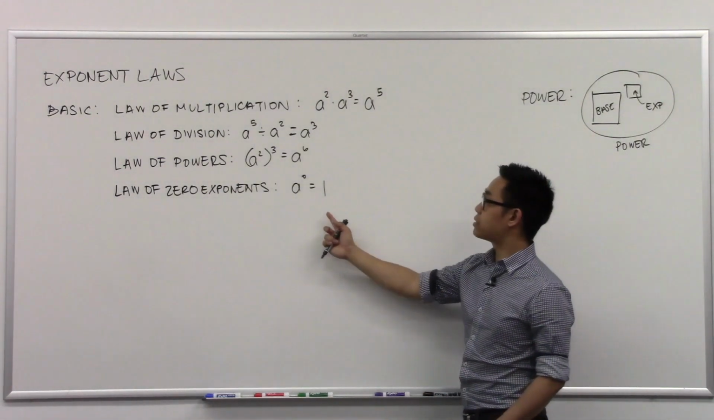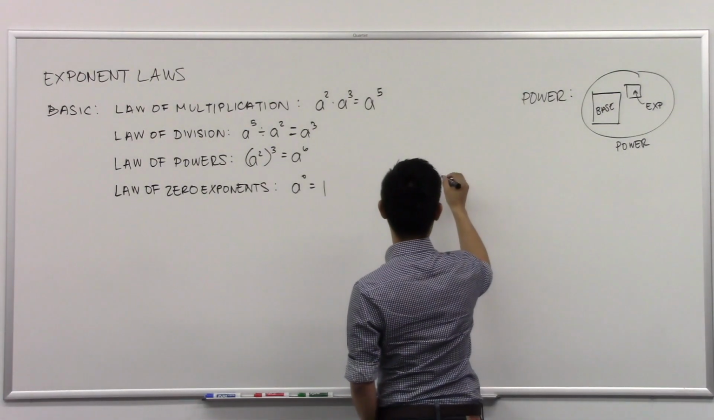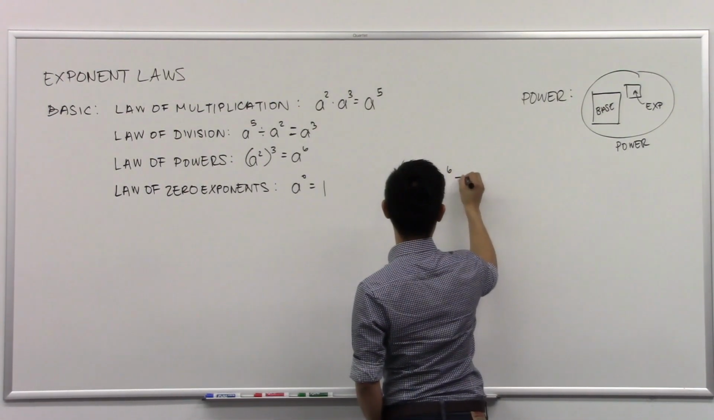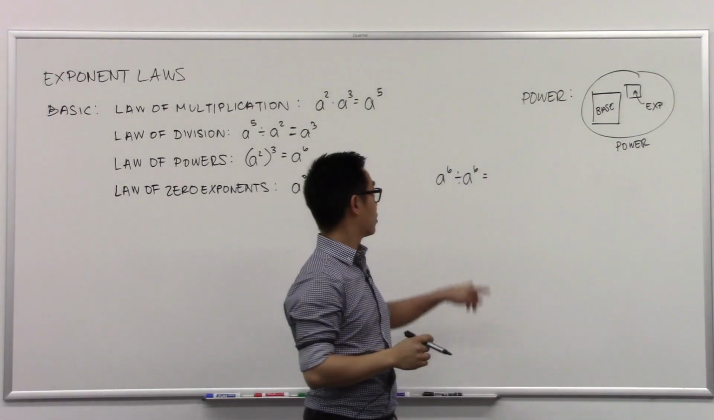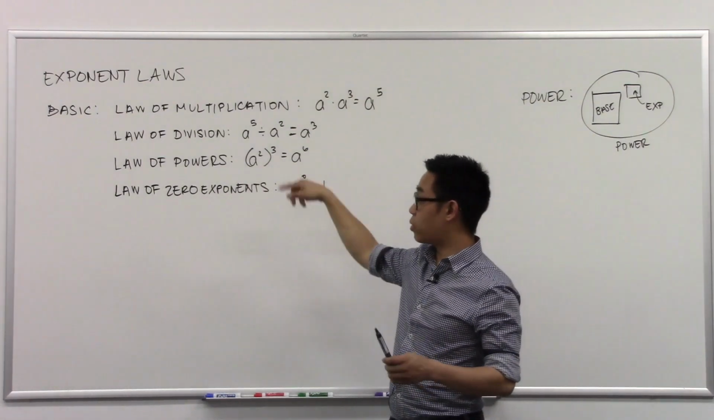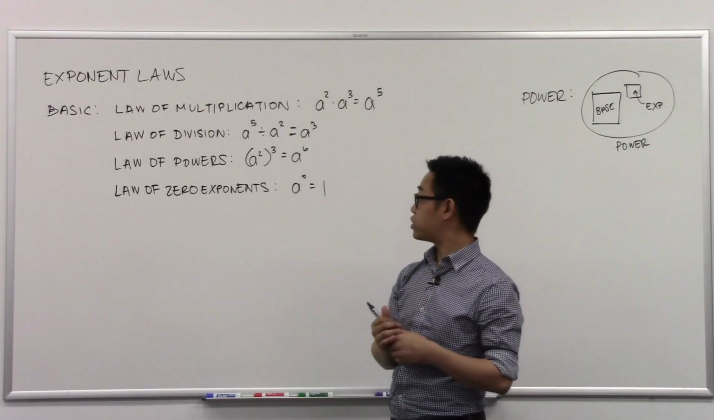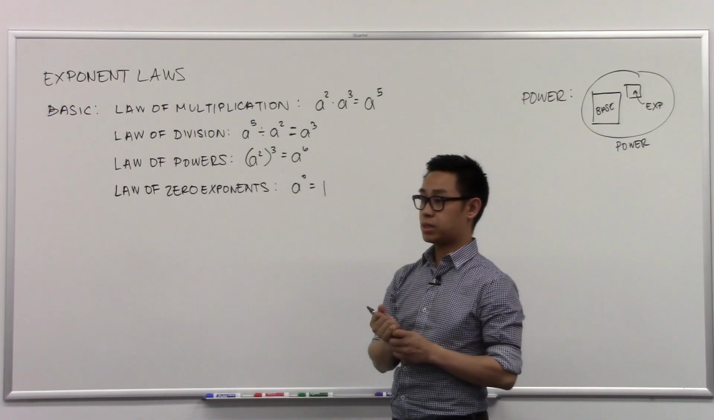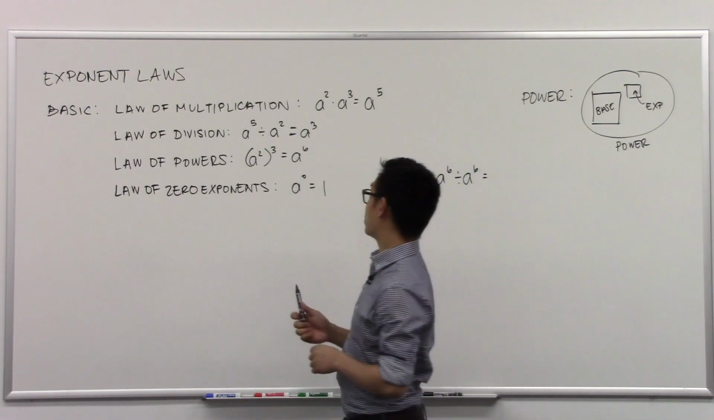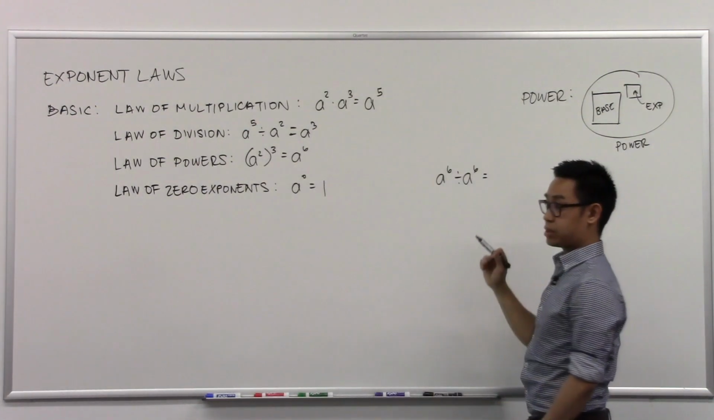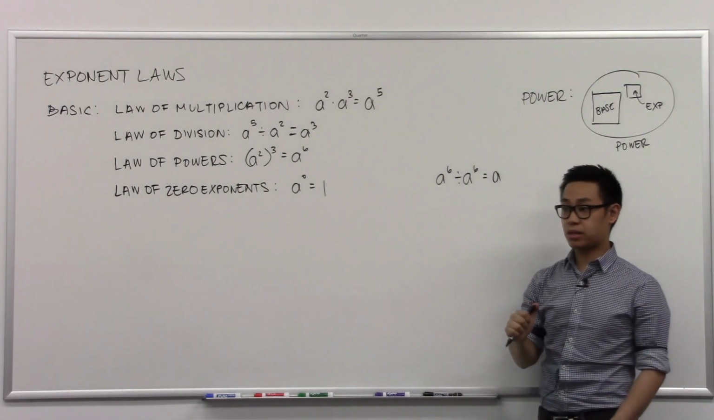One of the most common mistakes that you guys have been making is the fact that you think that if I have a to the 6 divided by a to the 6, okay? So then, which law is this out of the 4? Law of multiplication, law of division, law of powers, or law of zero exponents? Yeah, it's law of division. So you would keep the base, and then you would subtract the exponents.